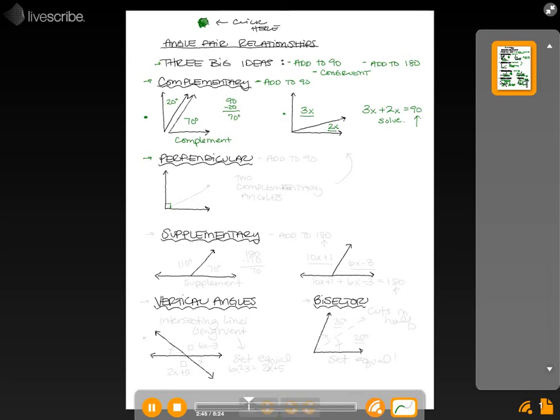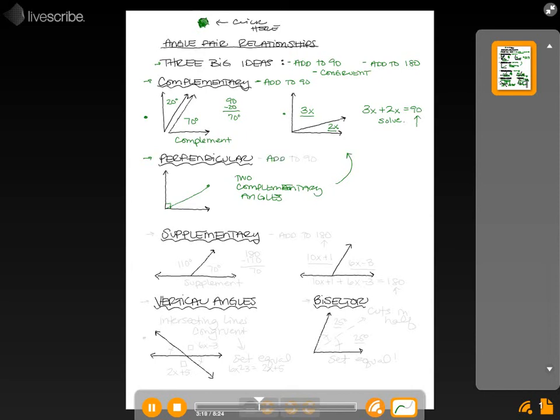Now, what would happen is that you'll have an interior point, and if we connect that interior point with the vertex of our angle, we end up with 2 complementary angles. So then it becomes just like the 2 examples at the top, either using numbers or using an expression. So perpendicular is the same idea as complementary.